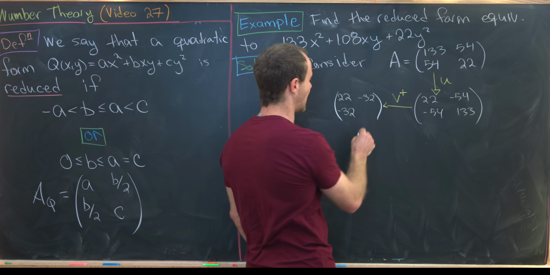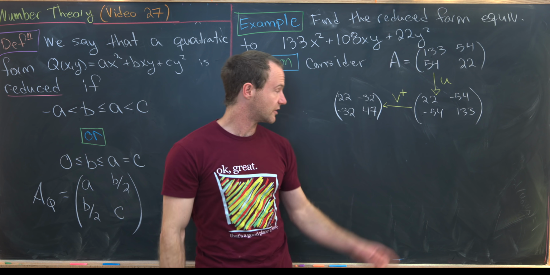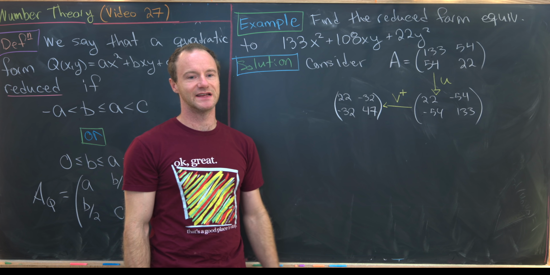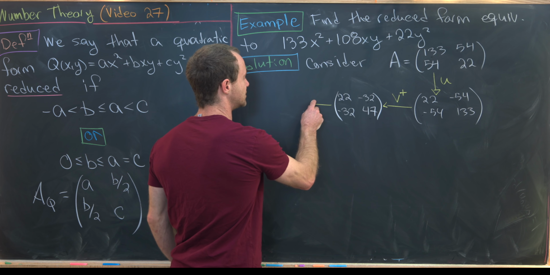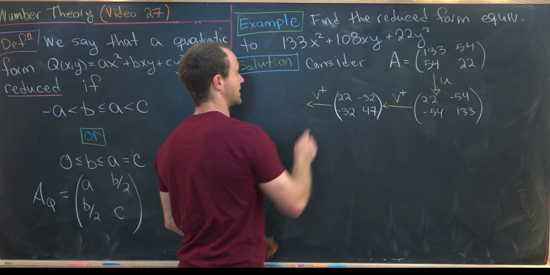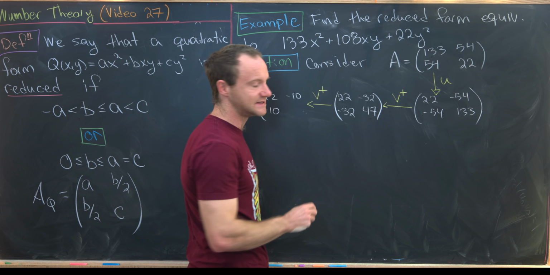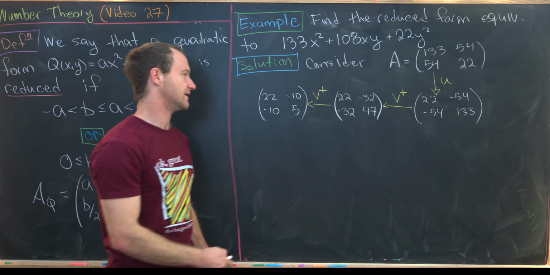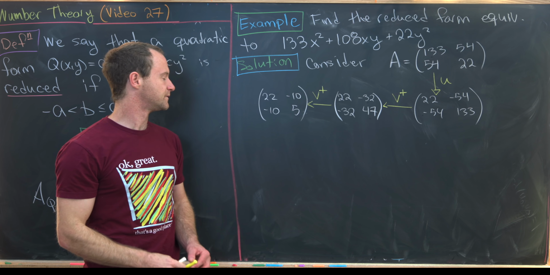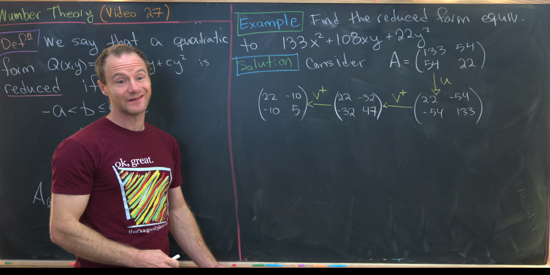So let's notice that our A and C are still in the right order, but our B is still smaller than negative A. Notice our B in this case is negative 64. That is too small. So that means we need to apply the V plus operator again. So let's see what that'll leave us with. That'll leave us with 22, negative 10, negative 10, and then down here we'll have the number 5. Okay, well now our A and C are out of order, so we need to fix those.